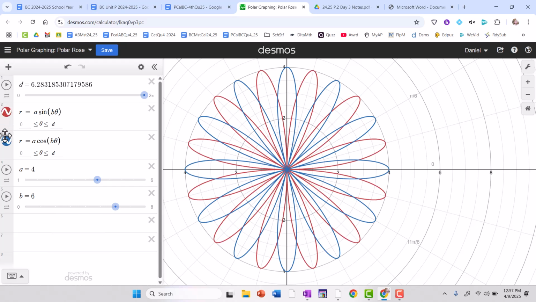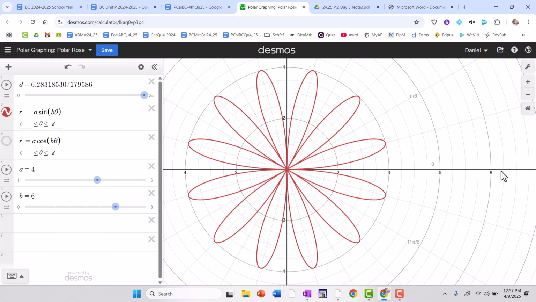Ooh, isn't that pretty? That's like a spirograph. You ever heard of spirographs? Anyway, just had a flashback. I remember that when I was a kid.